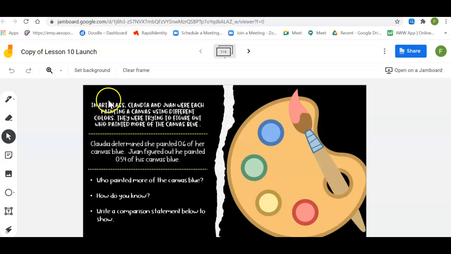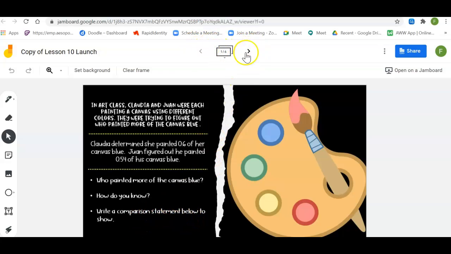All right, so this is the first Jamboard, and this is for our launch, and this is for Claudia and Juan's comparison. So again, in our class, they were each painting a canvas using different colors. They were trying to figure out who painted more of the canvas blue. So who painted more of it blue? Claudia determined that she painted 6/10 of her canvas blue. Juan figured out that he painted 54/100 of his canvas blue. So our questions are going to be who painted more of the canvas blue, how do you know, and also to write a comparison statement to show it.